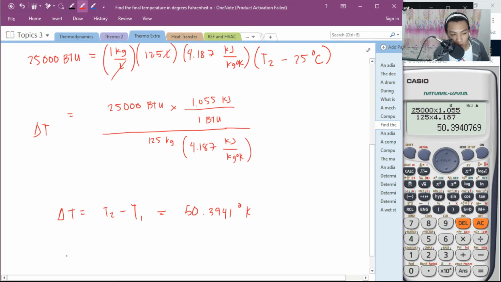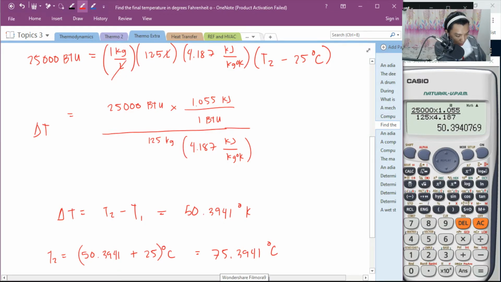Now, pwede nating makuha. Pwede na tong degree Celsius, okay? So, T2 ang kailangan na. T2 is equal to 50.3941 plus yung T1. Ano ba yung T1? 25 degrees Celsius. Okay? Sa dulo. So, this is 75.3941 degrees Celsius. Ngayon, pag Fahrenheit, multiply mo ng ano? Pag Fahrenheit, multiply mo ng 1.8 minus 32 ata, plus 32.